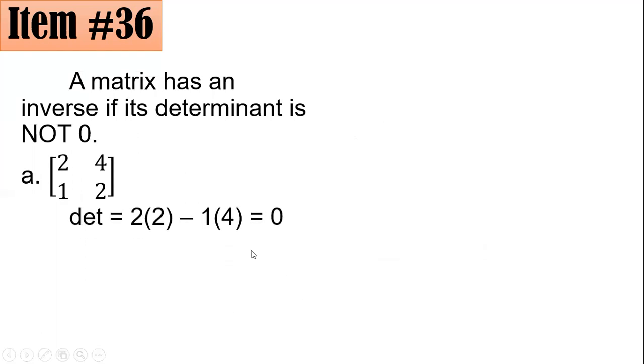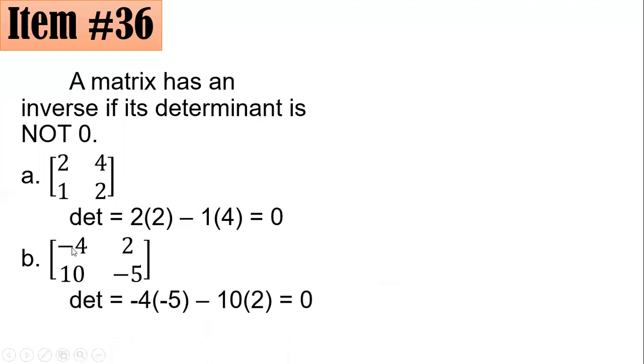For letter A, that's 2 times 2 minus 1 times 4. That's 4 minus 4 or 0. For letter B, its determinant is negative 4 times negative 5, minus 10 times 2. And if you could see, this is 20 minus 20 or still 0.